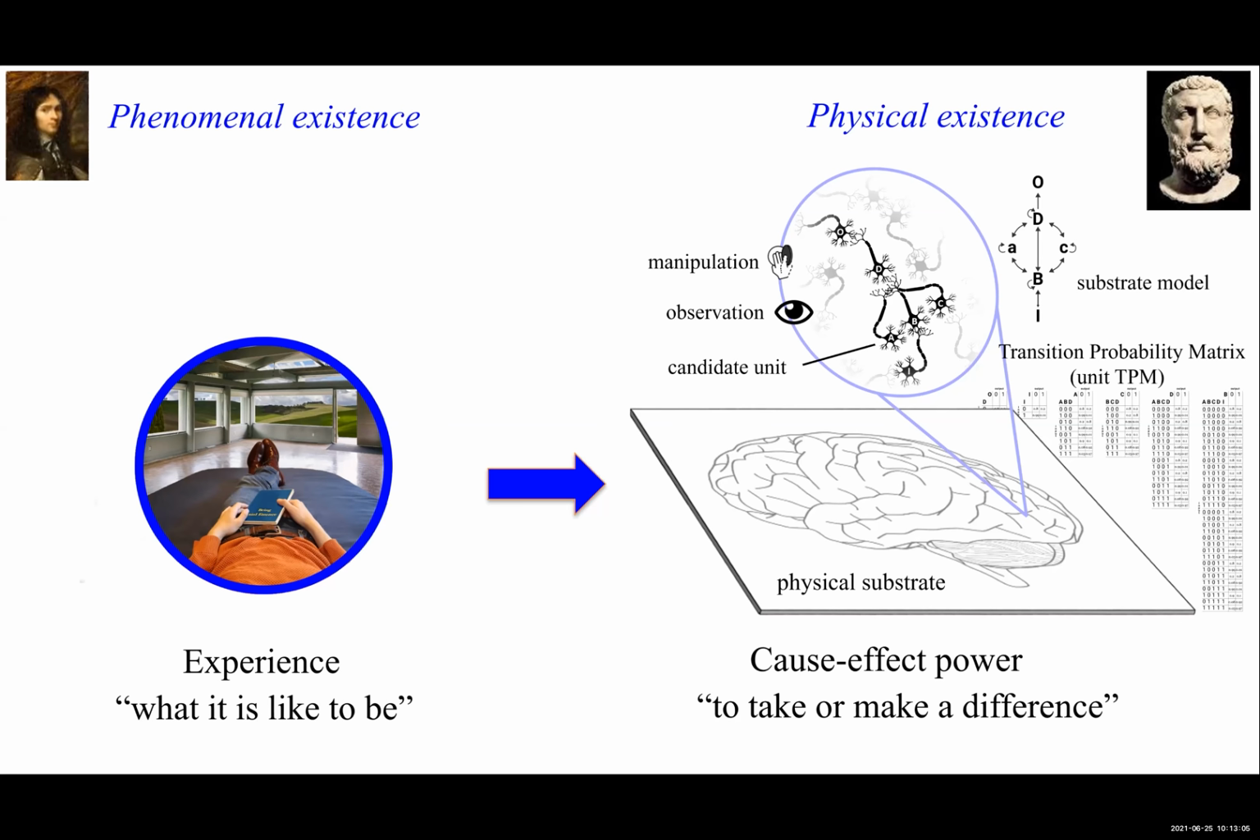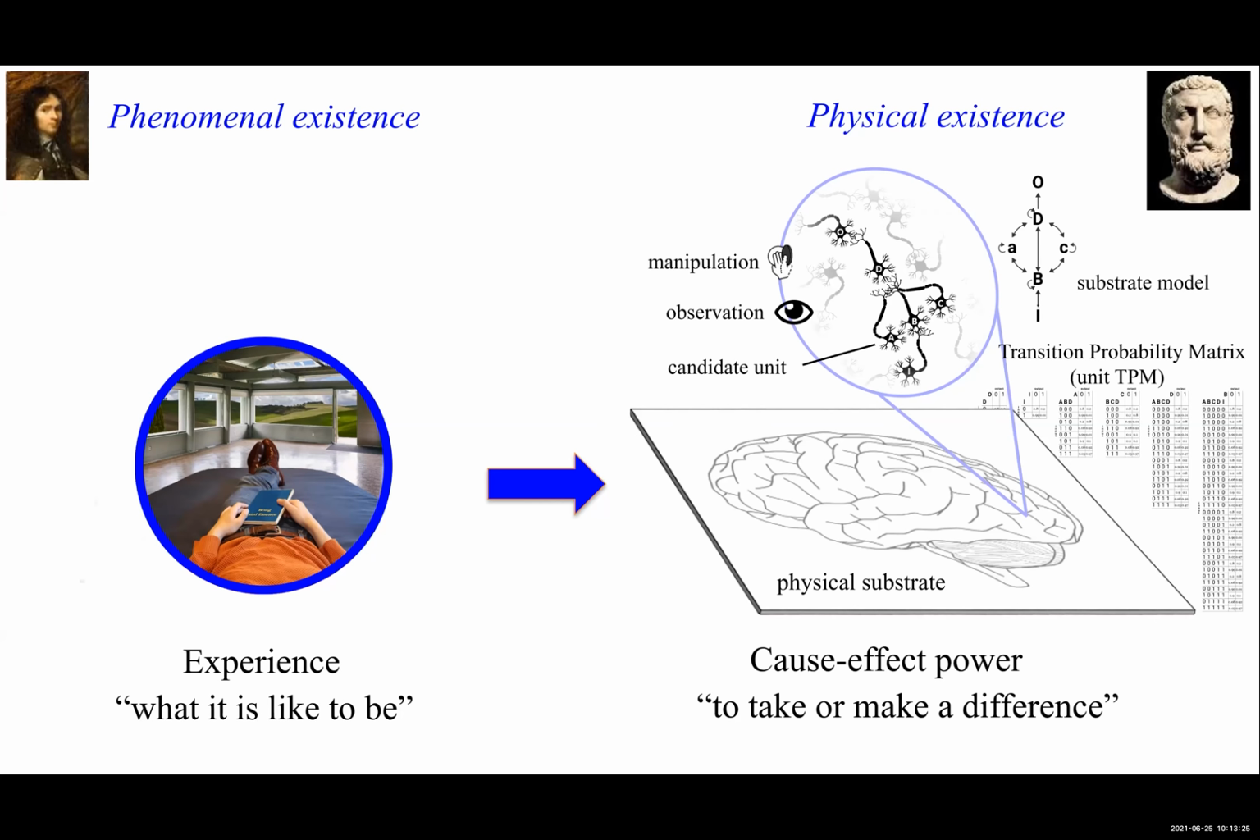Here is indicated as a physical substance, say the brain, within the brain, some smaller units, say neurons, or you could take anything you want. Here we have just four units. And we can observe them, you know, by calcium imaging, electrodes, you name it, and manipulate it, say optogenetically.